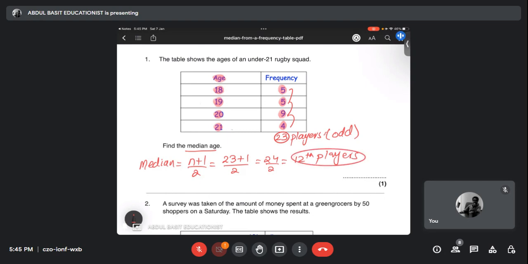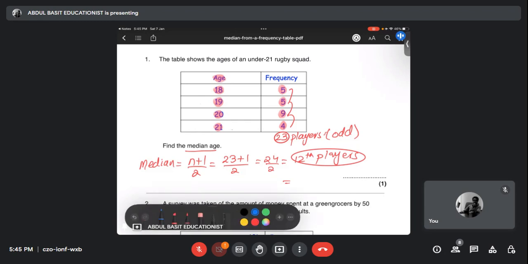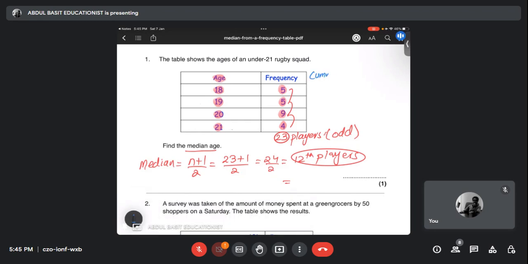So now we have to find out which one is the 12th player. To find the 12th player, the easy way is to find the cumulative frequency. Write the first one as it is, 5. Then 5 plus 5 is 10. 10 plus 9 is 19. And 19 plus 4 is 23. See, here also we got 23. Agree?